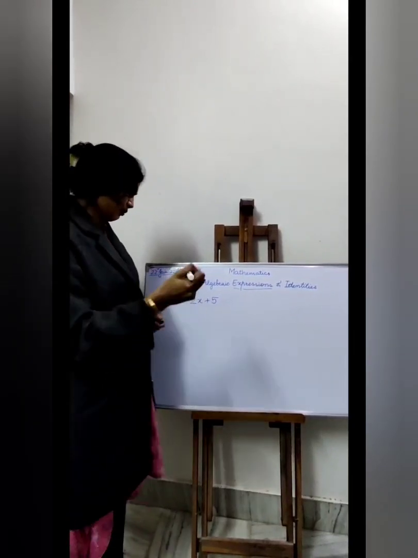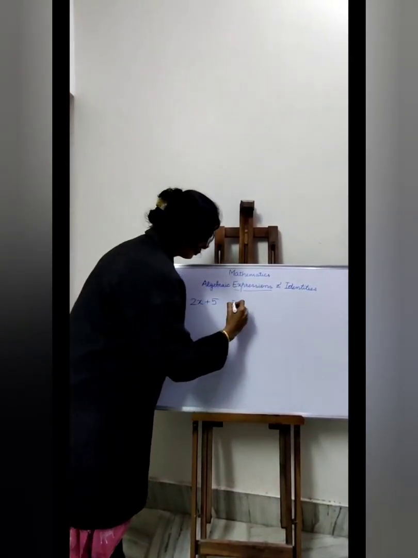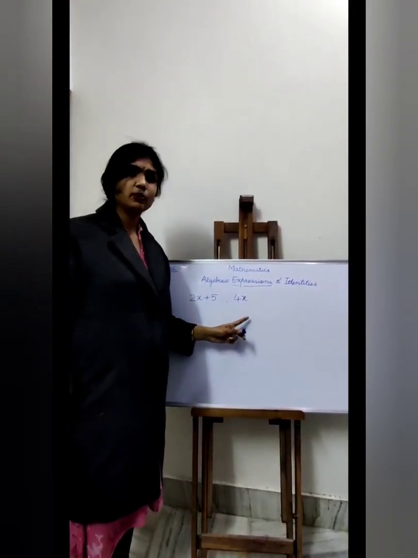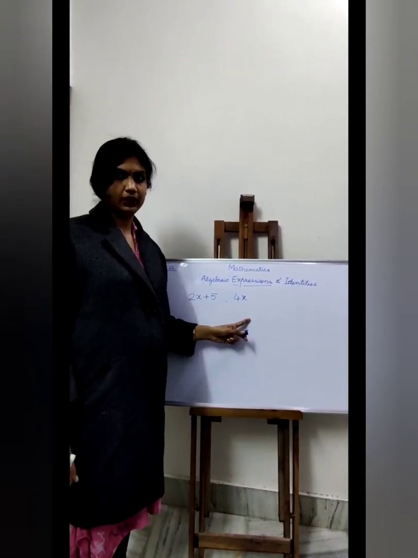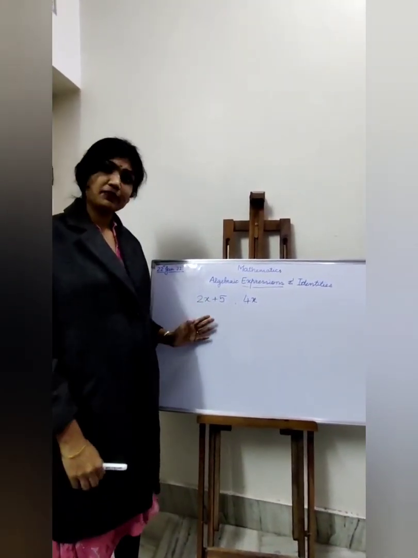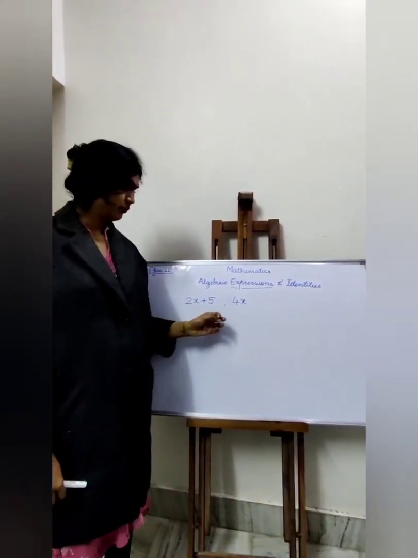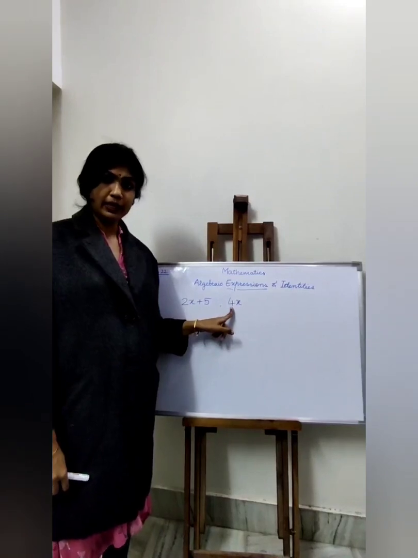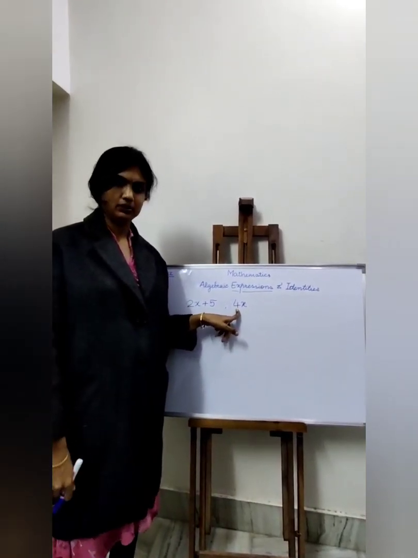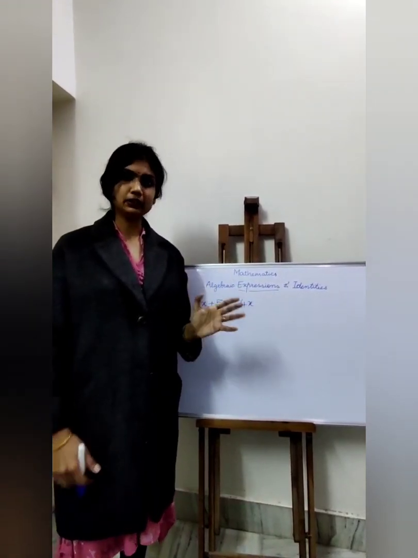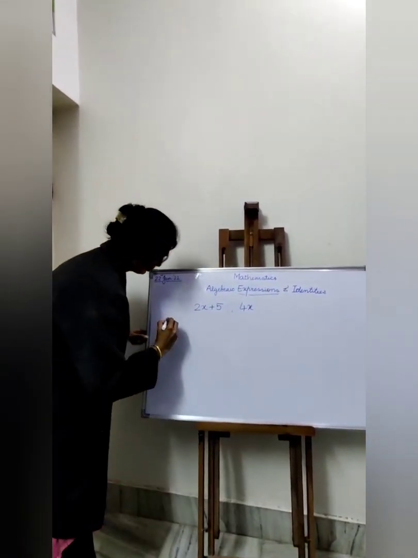Now, let us take one more example. This 4x is also an expression. A few examples of expression are 2x plus 5, 4x. Now this 4x is also an expression, though it does not have any other term with it. So what did you notice? I have just used a word, term. So what is a term?